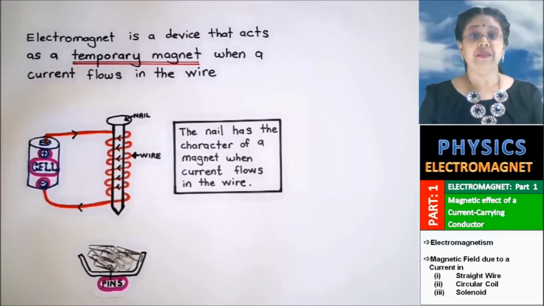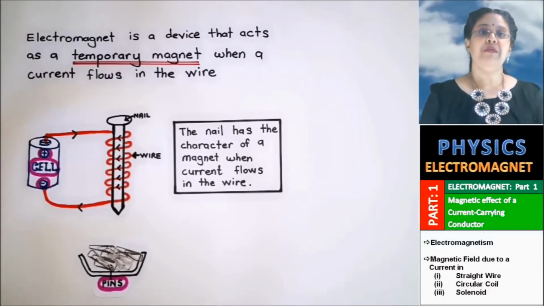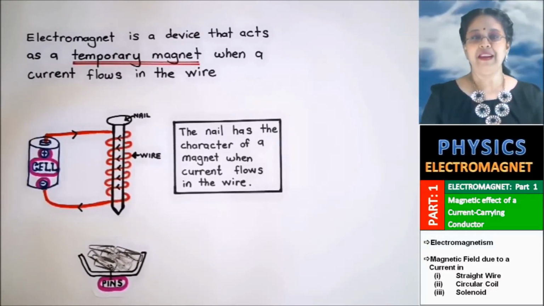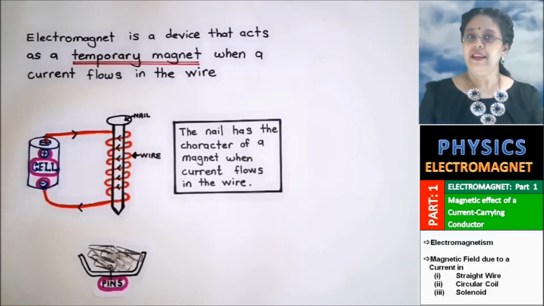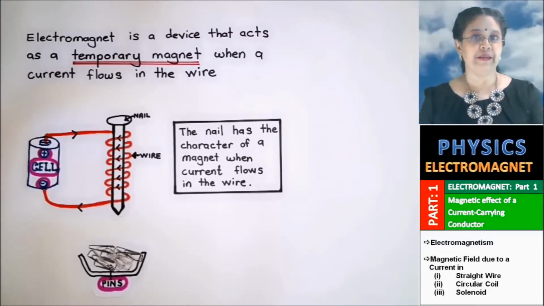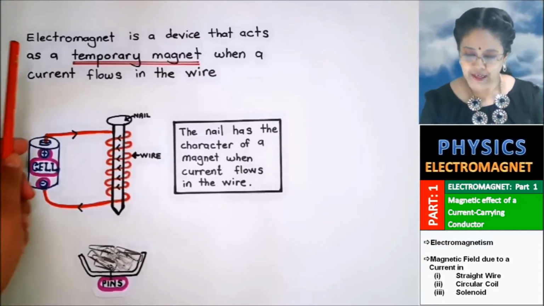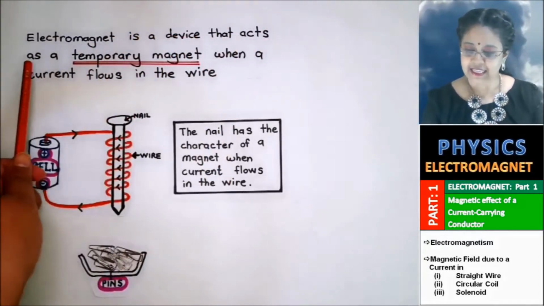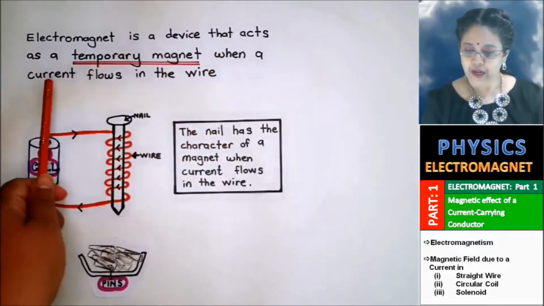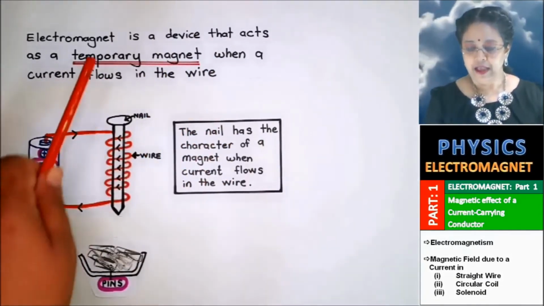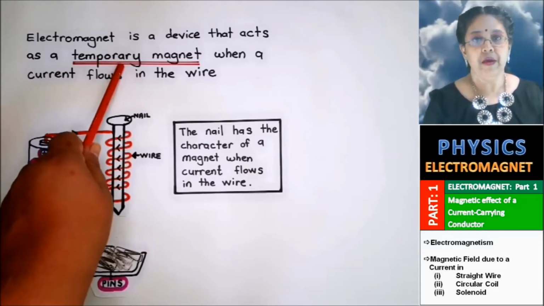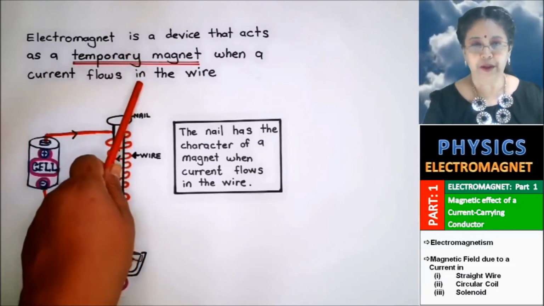My name is R. Prebasubah and today we will be learning part 1, magnetic effect on current carrying conductor. Let's learn how to define electromagnet. Electromagnet is a device that acts as a temporary magnet when a current flows in the wire. The key word here is temporary magnet when current flows in the wire.